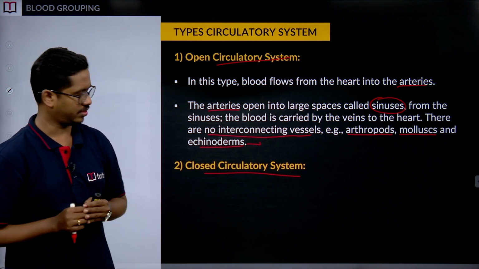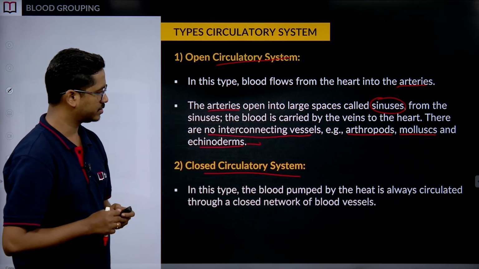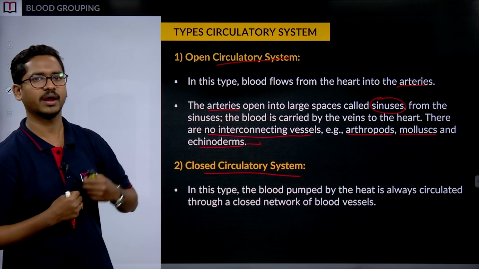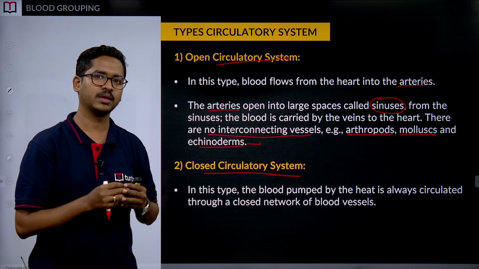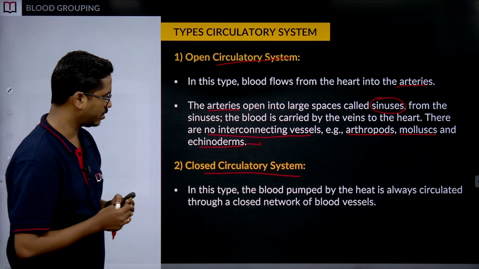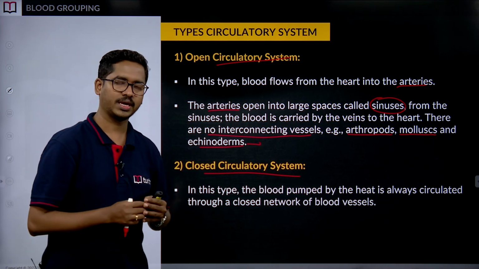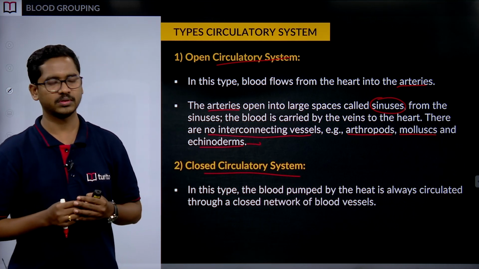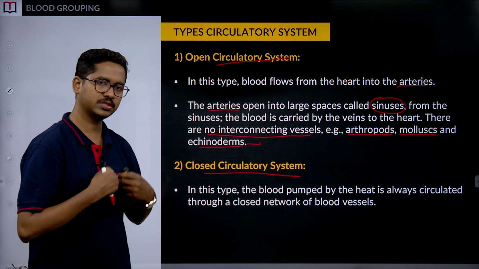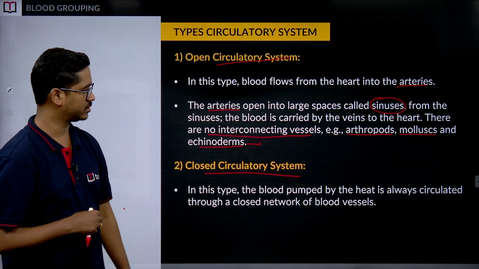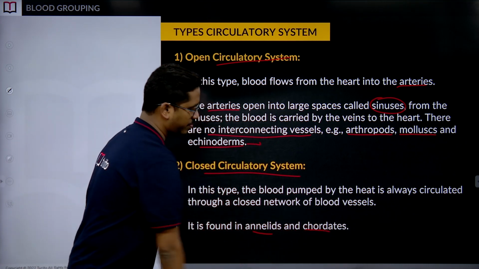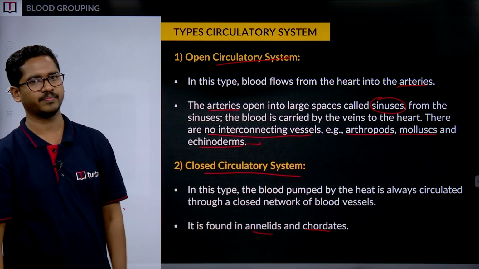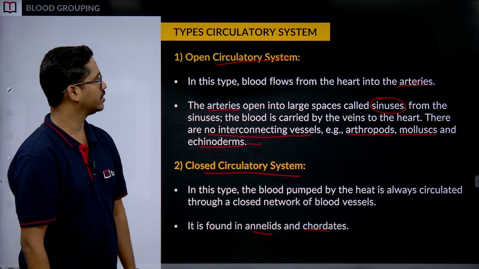When it comes to closed circulatory system, we have a network where arteries and veins have separate tubes. Along with that, they have an interconnected network of blood vessels known as capillaries. So, that is the system we have. Our system is a closed circulatory system. We see it in annelids and chordates. So, we belong to chordates, right. So, hope you understood this.